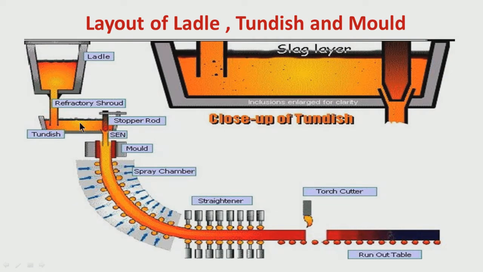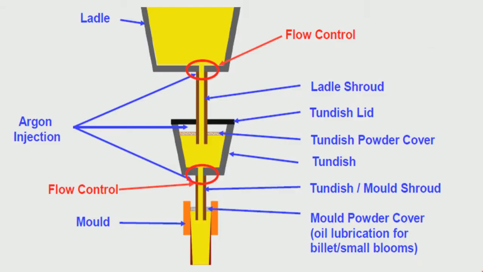So, it is important to maintain the liquid steel level in the Tundish. Tundish refractory is important; there should not be erosion. There should be sufficient residence time for the liquid steel, for the inclusions to float up. These are the issues which I will be taking up one after another.